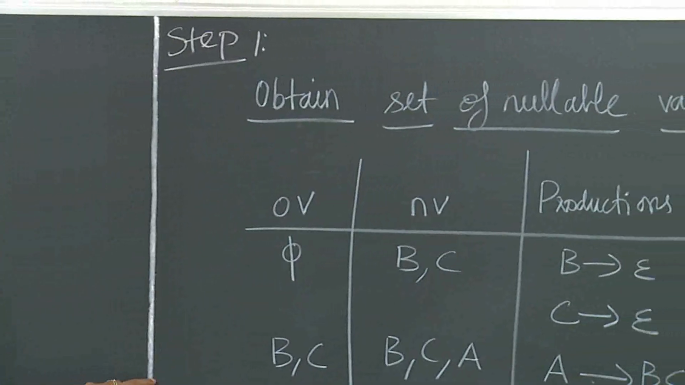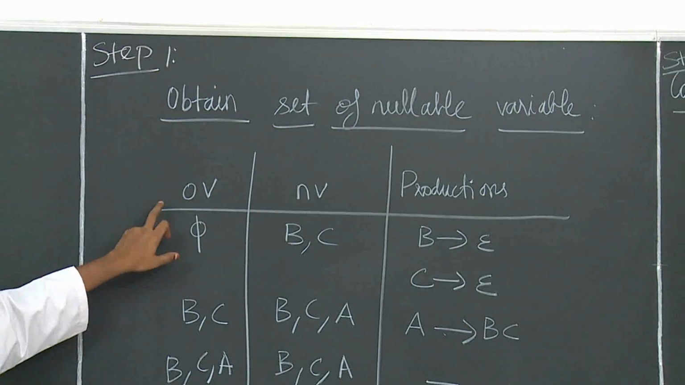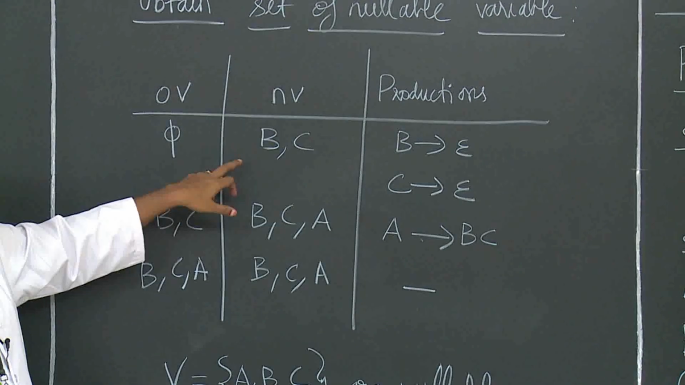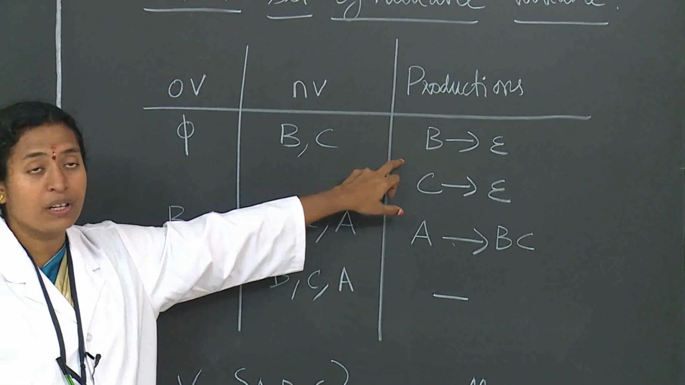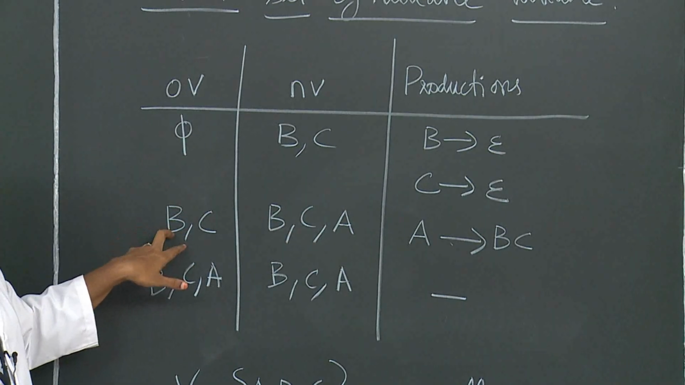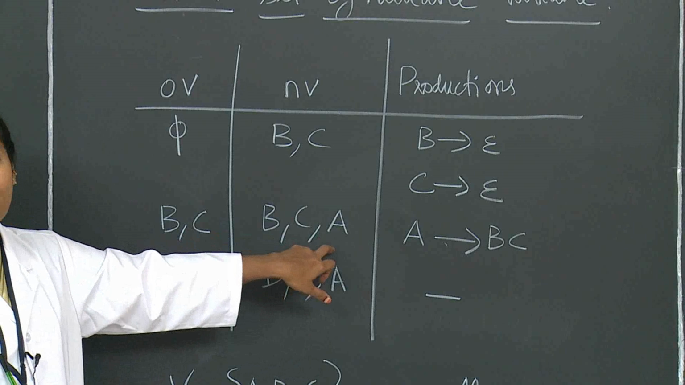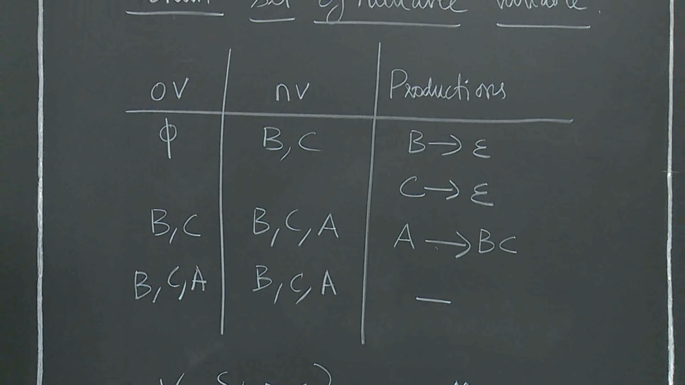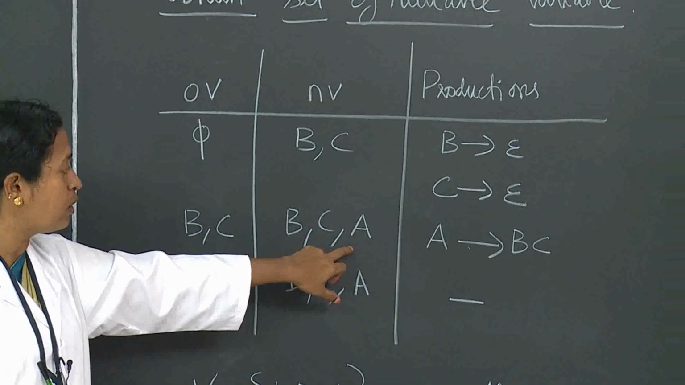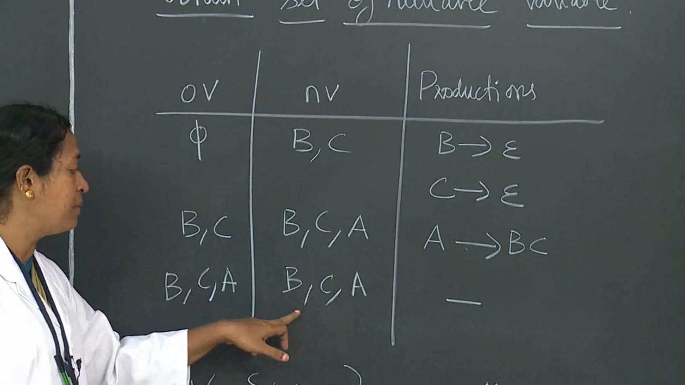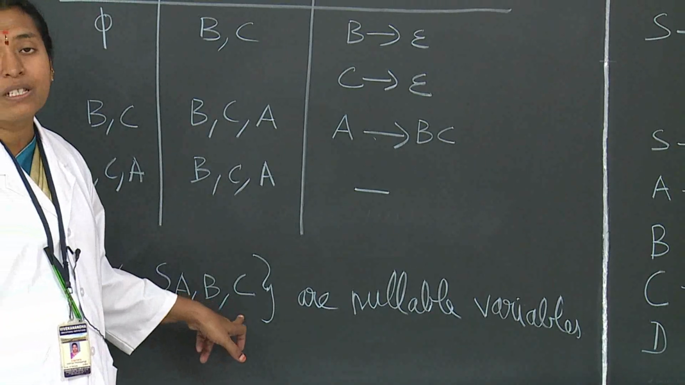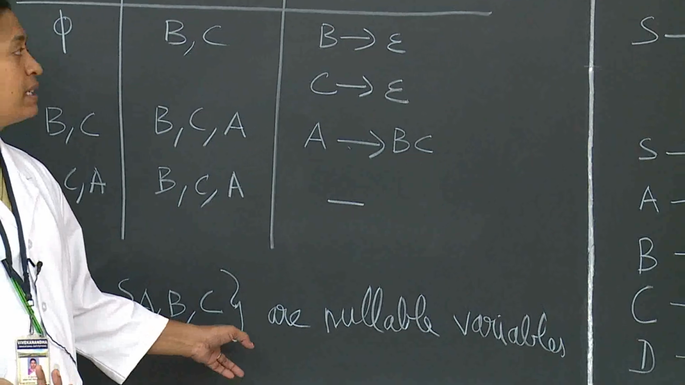Step 1, we have to find the nullable variables first. Here, if we consider the old variable and new variable productions, first the old variable is S, then we are considering BC as the production deriving epsilon. Based on this, we again apply BC as the old variable. From this we derive A as a new variable, as A is deriving BC. So if we include A also, A will also become a nullable variable. Therefore A, B, C are nullable variables. For these nullable variables, we can now see how to replace the productions.